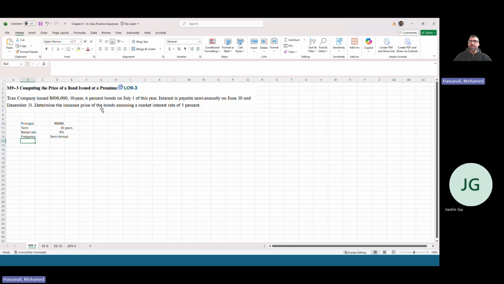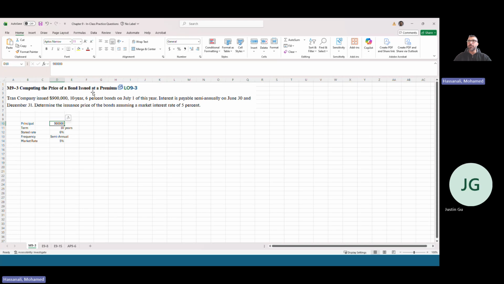Determine the issue price of the bonds assuming a market interest rate of 5%. Okay, so market rate of 5%. Now this one's a little bit challenging because our present value table will not be able to split this and make it 2.5%, because it's semi-annual. We have to divide this in half. So we're going to use the actual present value formula. So you get something else to look at in this example.